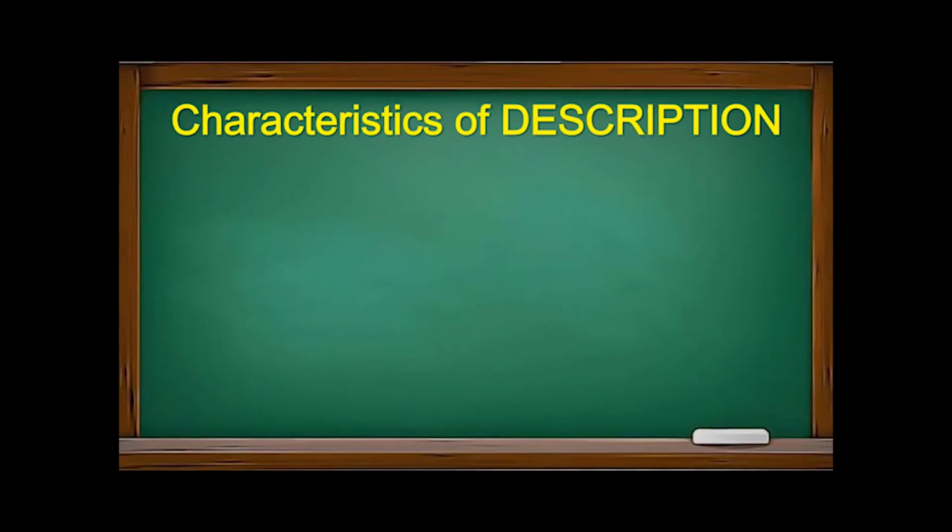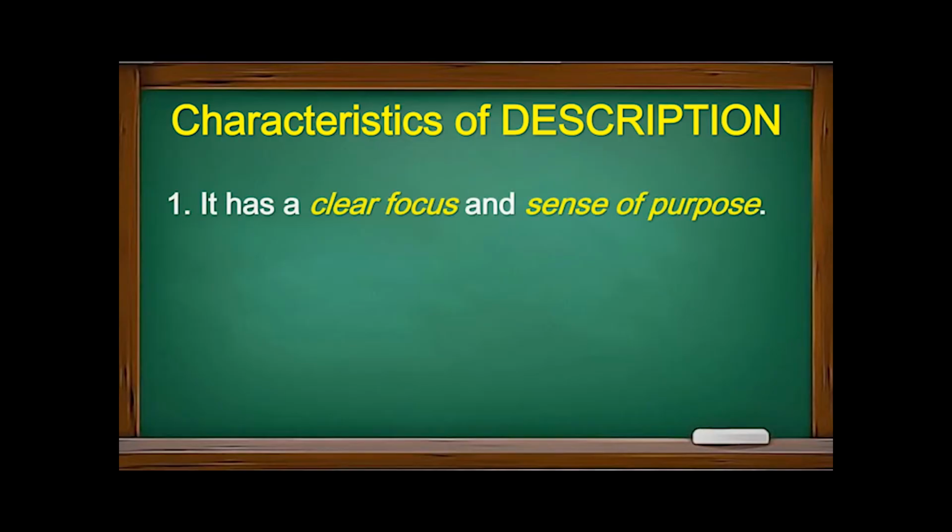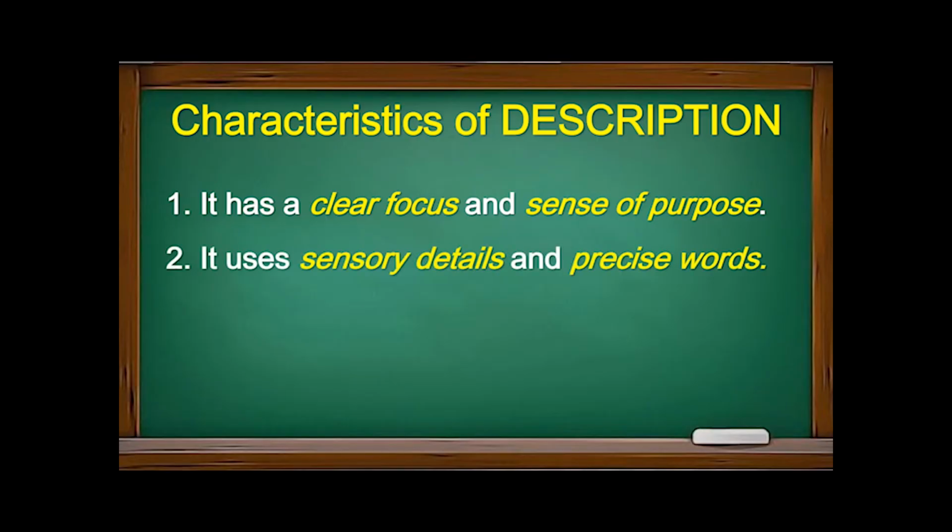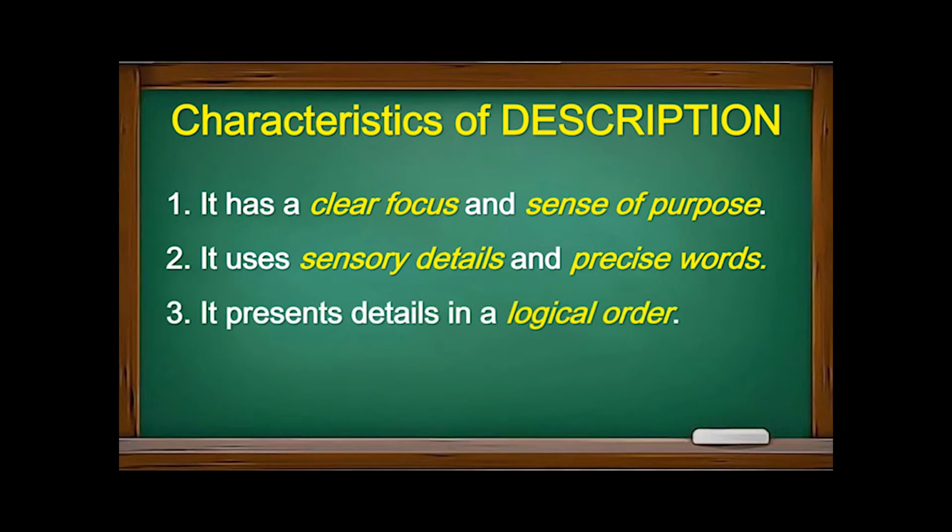There are different characteristics of description. The first one is, it has a clear focus and sense of purpose. Make sure that there should be very detailed observations, because the more details, the better the story. Next, it uses sensory details and precise words. The reader should be able to envision the picture that you had in mind as a writer. Third, it presents details in a logical order. Start at one point and move in one direction as not to confuse the reader.